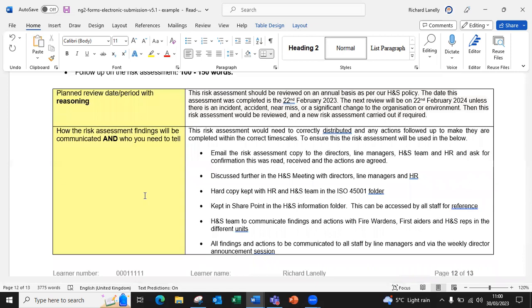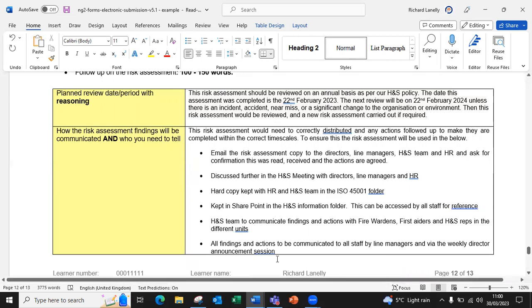So what you're doing here is you've got a whole list of different actions and new ways of doing things that you're going to communicate to all staff. What's the most effective way of doing that? Is it getting line managers to talk to their staff in team meetings, email? Is it going to be taught by directors in a business update? But basically, everyone needs to know about it.